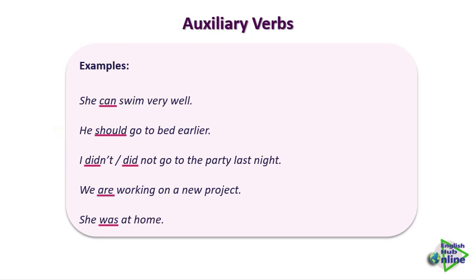In order to make negative sentences, we usually use the word not after the auxiliary verb, like in the third sentence. I did not go to the party last night. And we often use the contracted form. I didn't go to the party last night. In the fifth sentence, was plays the role of both the main verb and the auxiliary verb.